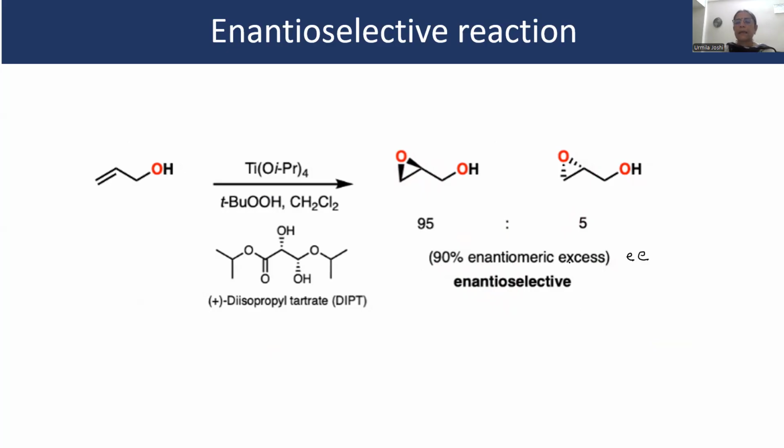Enantiomeric excess means how much excess of one product is formed. So this is 95, this is 5. So 95 minus 5 will be 90% enantiomeric excess.